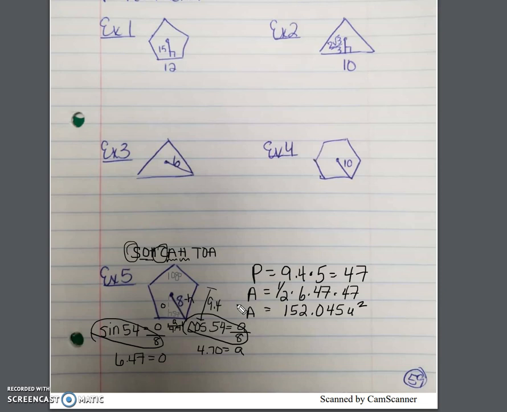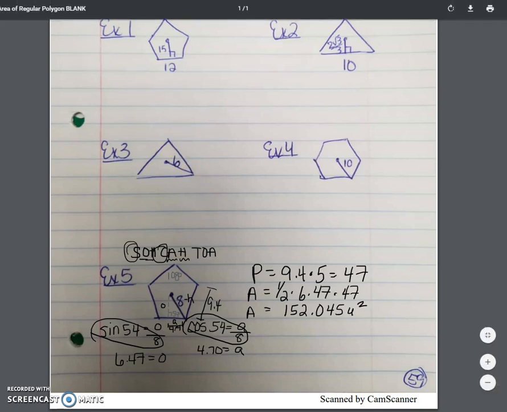So you are going to have to use trig on some occasions, and you may have to use Pythagorean or the special right triangles, like example 3 and 4, because you'll notice that that'll happen with the equilateral triangle and the regular hexagon. Those will use special right triangles. The other one that uses special right triangles is the square, and the square would use the 45, 45, 90. And we're done with regular polygons.